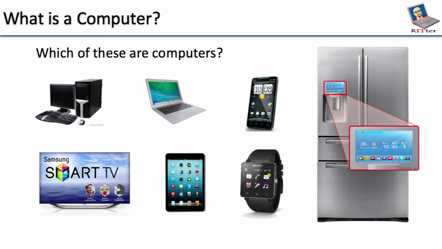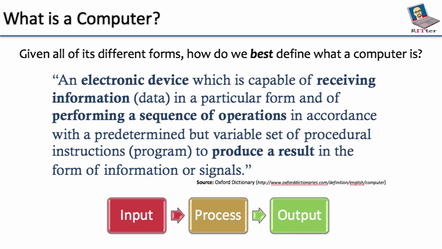Well, if you haven't decided by now, the answer is, in fact, all of them. All of them are computing devices, and they all have computing capabilities. So how do we then define what exactly a computer is? The Oxford Dictionary, in this case, probably gives what I think is one of the better computer definitions around, but there are obviously plenty.